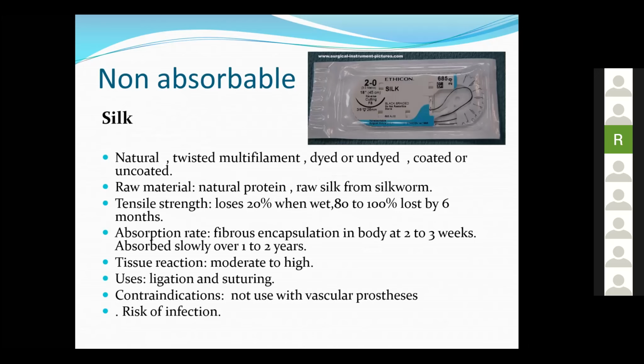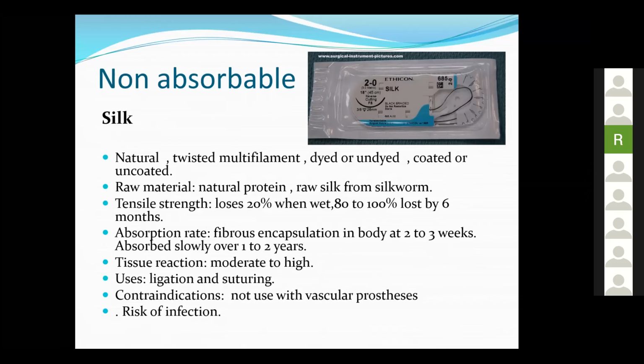Silk comes from silkworms. The girls must know that we wear a lot of silk clothes. It is natural, but it remains there, so tensile strength is there for a much longer period of time, up to 6 months, and it remains there for years, 1 to 2 years, and then slowly goes. But the downside is it causes severe tissue reaction.